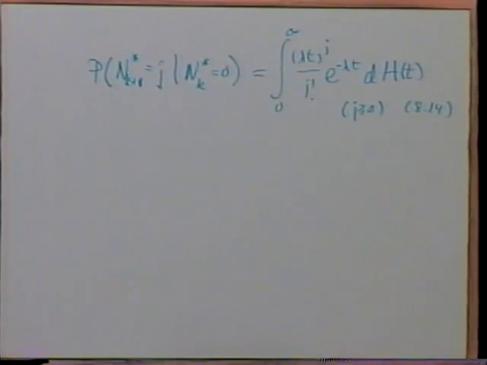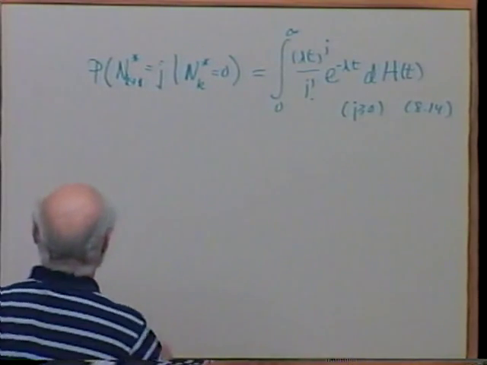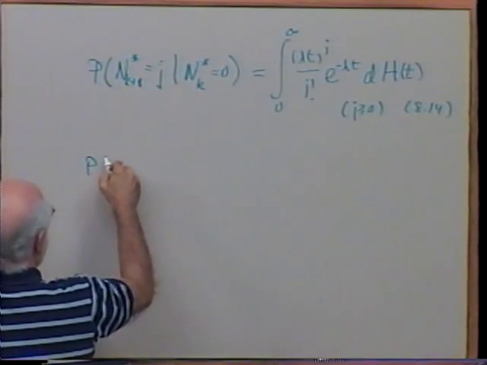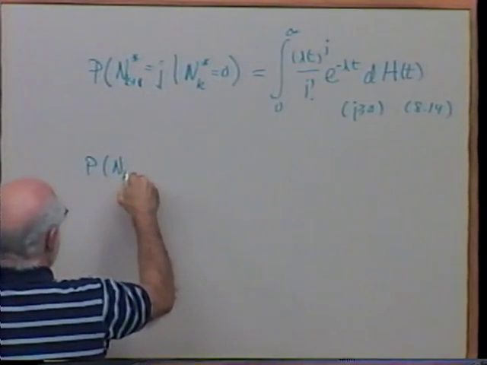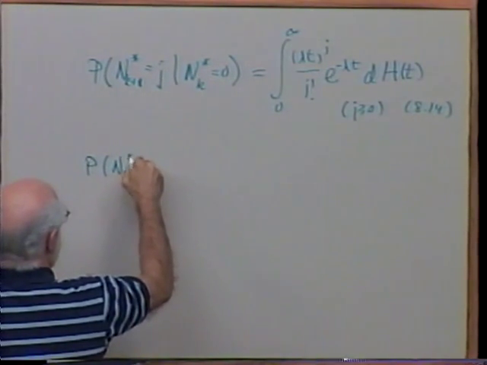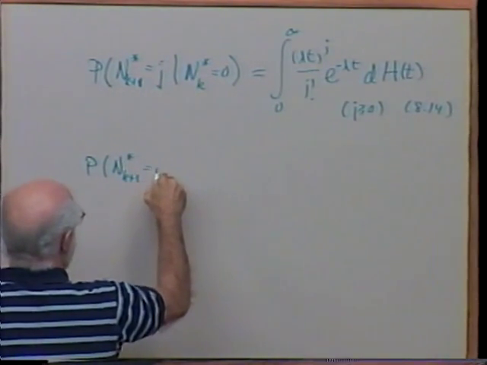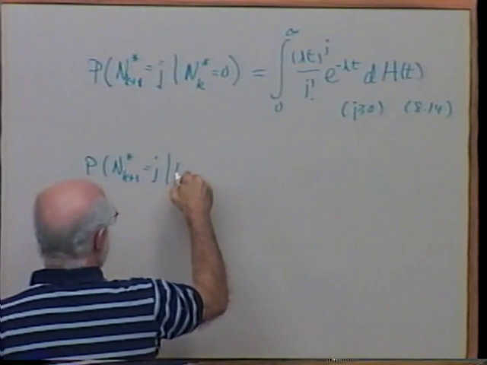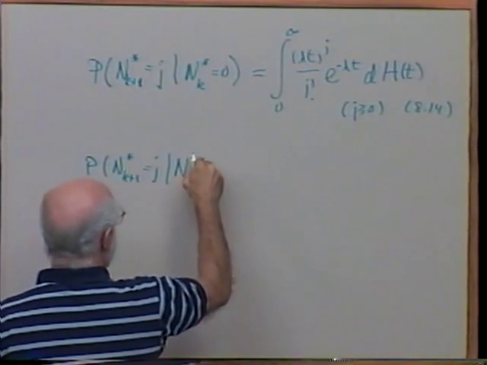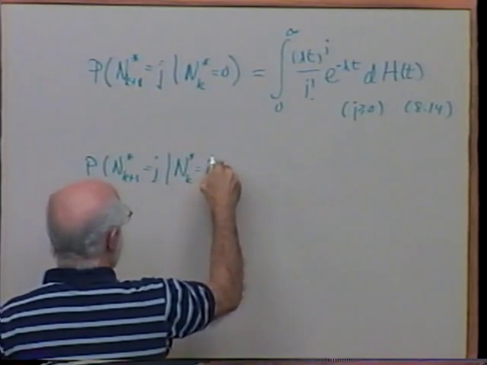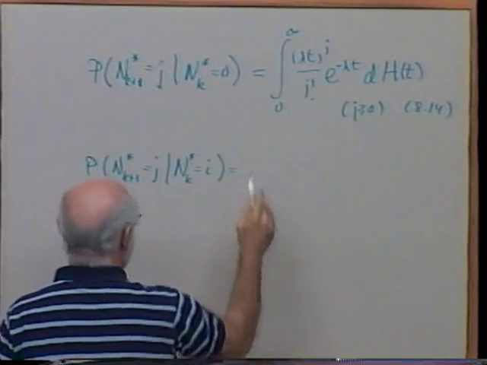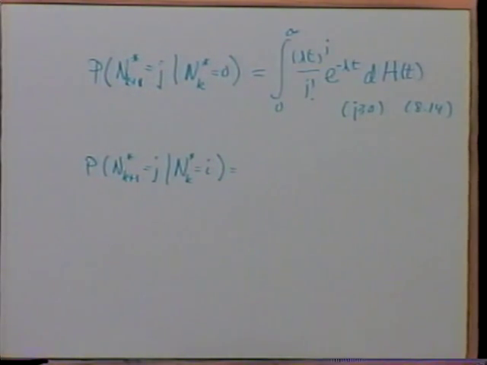Okay, so what about the case in which i is not equal to 0? Now I'm going to calculate the probability that the (k+1)th departure leaves behind j, given that the kth departure leaves behind i, where i is not 0. Okay, so going back to the diagram, it's something like this.